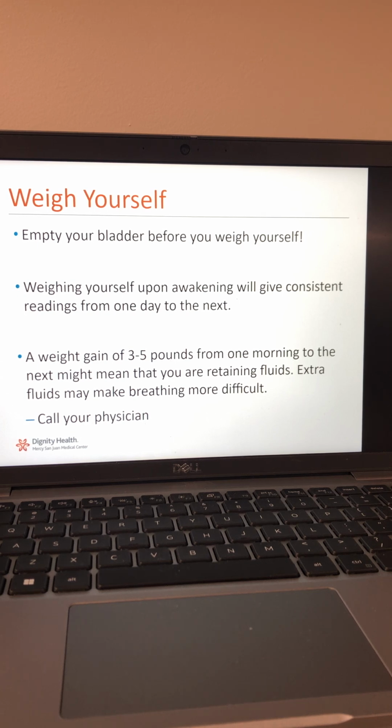If you are experiencing right-sided heart failure and you're retaining fluids, you might see swelling in your extremities. But if you've weighed yourself, you've experienced that weight gain, and you're particularly short of breath, you may be experiencing left-sided heart failure, where fluid backs up into the lungs.